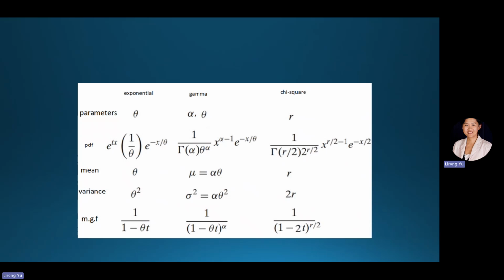The mean is theta and the variance is theta squared for the exponential distribution. The gamma distribution is considered a summation of several exponential distributions. That's why you have alpha theta and alpha theta squared. There is this underlying additive property between the gamma and exponential distributions. The moment generating function for the exponential distribution is 1 over 1 minus theta t. Here you have that to the alpha power. For the chi-square distribution, it's the same thing, except alpha is now r over 2.